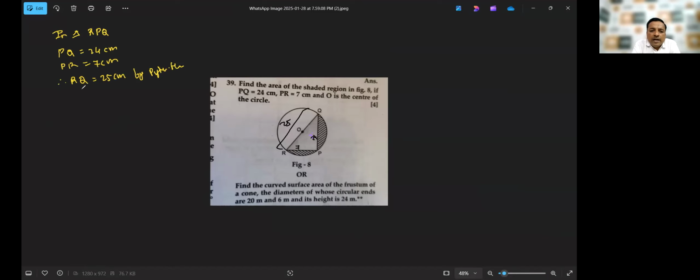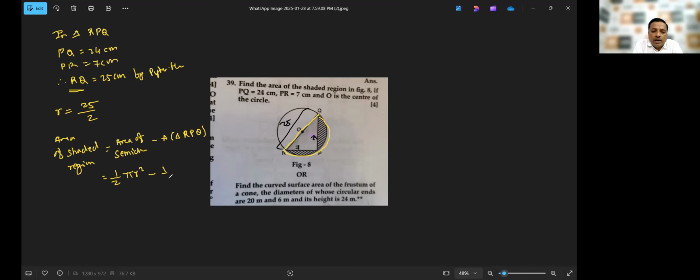एरिया ऑफ सर्कल. नाउ दिस RQ, that one is a diameter, तो रेडियस क्या आएगा, 25/2 ऑफ सर्कल. ठीक है, तो हमें क्या करना है, सेमी सर्कल लेना है. टेक दिस सेमी सर्कल. तो एरिया ऑफ शेडेड रीजन is equal to area of semicircle minus area of triangle RPQ. तो सेमी सर्कल का फॉर्मूला है हाफ पाई आर स्क्वायर, एंड दिस वन इज अ हाफ. नाउ वी नो दैट RQ इज अ हाइपोटेनस, तो क्या आएगा, into PR into PQ. Just put up the value and solve, you will get the answer.